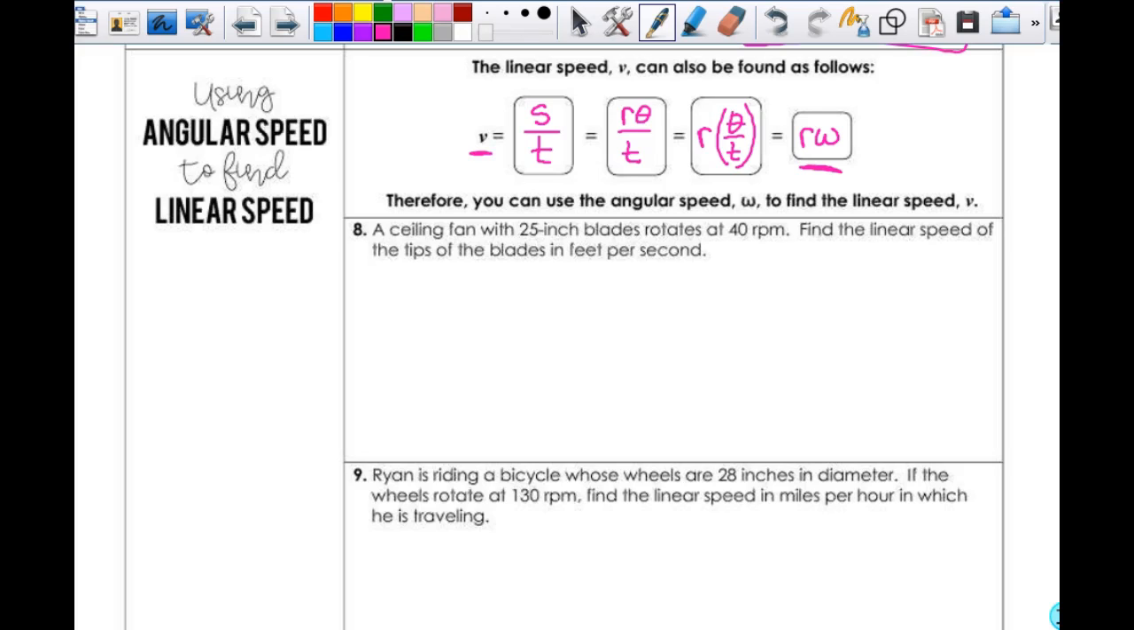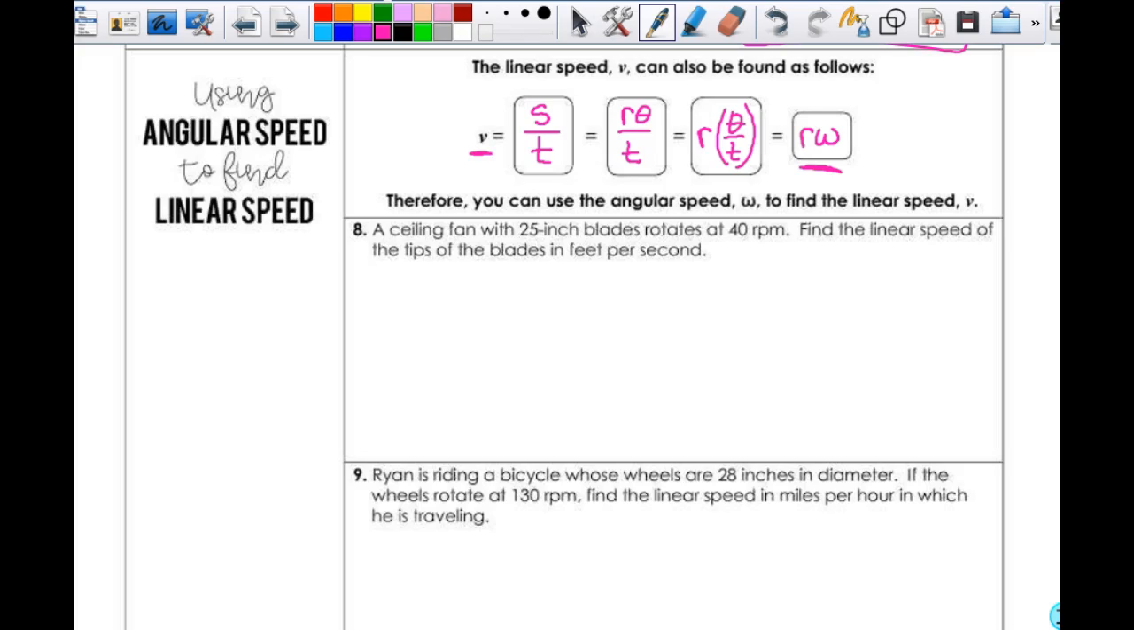So the reason I think it's good for you to see that you could have the formula in multiple different forms is if you were given the angular speed. If I give you the angular speed, then all you have to do is multiply it by the radius, and then you get the linear speed. Because remember that all circles are similar, so the radius is really like the scale factor of circles.